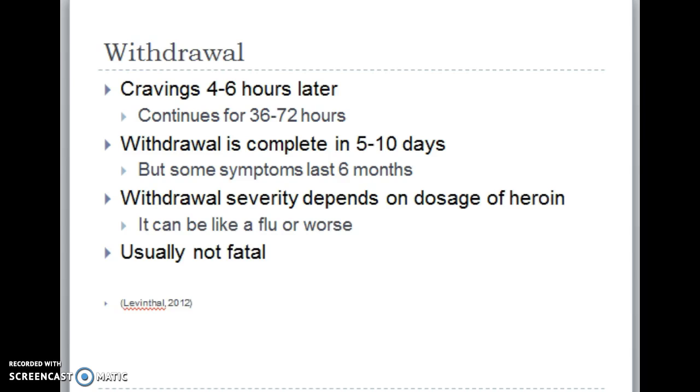Withdrawal, so you'll have cravings for about 4 to 6 hours, but this could still continue for 36 hours up to 3 days. Withdrawal is generally complete by 10 days, but you still might have some other symptoms for up to 6 months. Withdrawal severity depends on the dosage of heroin, so it can be like a flu or worse. Coming off of heroin is like the worst flu you will ever have, but it's not usually fatal.